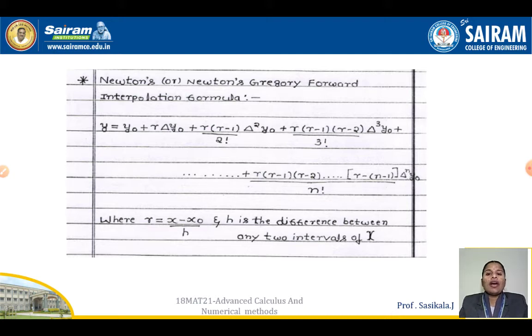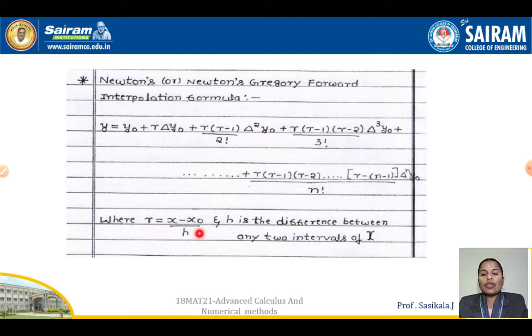It is Newton's forward and backward formulas. First we will see Newton's forward interpolation formula. It should be in terms of forward differences. The formula is y equals y0 plus r into del y0 plus r into r minus 1 by 2 factorial into del squared y0 plus r into r minus 1 into r minus 2 by 3 factorial into del cubed y0 plus etc., up to as many differences as you get in the table.